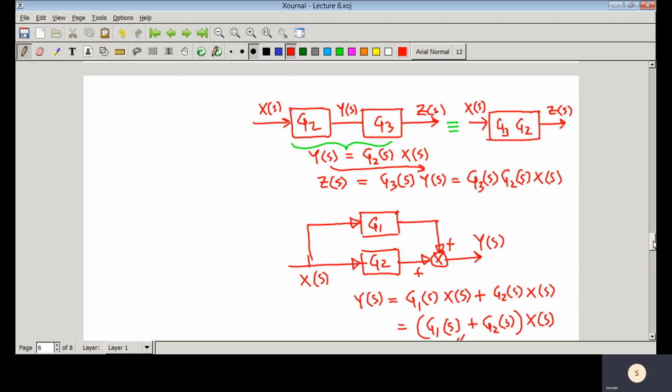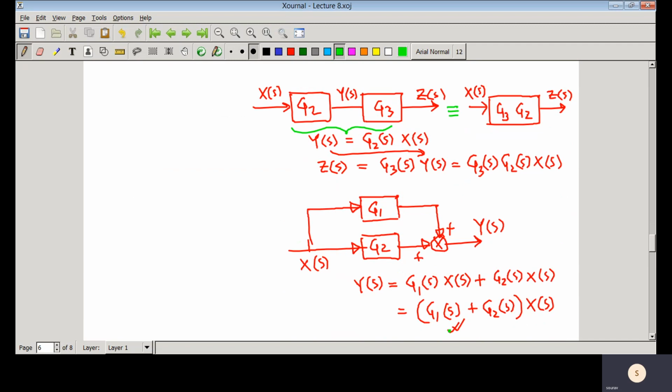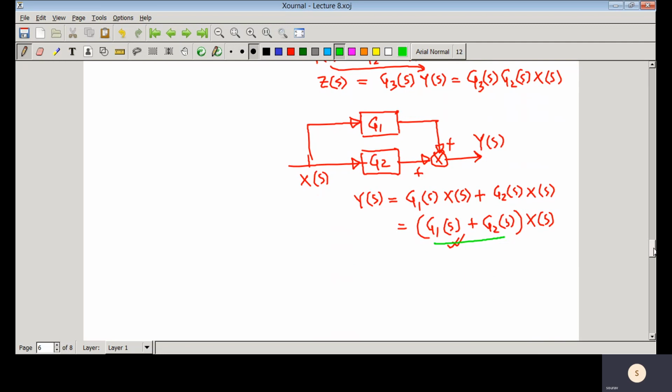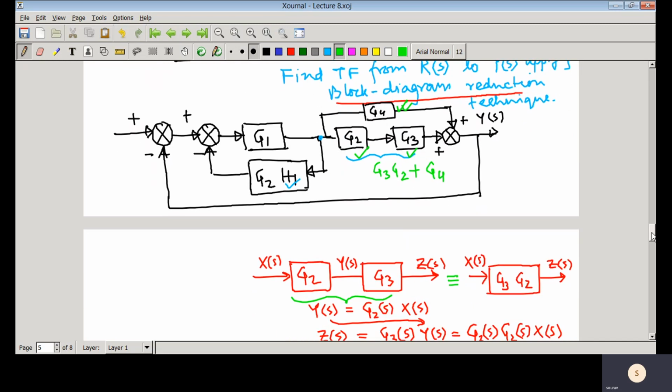So then you can see the structure, and if you look at the block diagram that you have, particularly you can see that these two block diagrams, this one and that one, are cascaded. So basically you can simplify that, that is G3 G2, and then similarly this G1 and G2 and this particular one is connected in parallel, just like this one. So the effective transfer function would be G1 plus G2. So in this case the transfer function would be G3 plus G3 into G2 plus G4. So let us simplify this one.